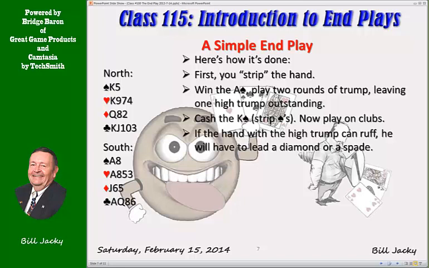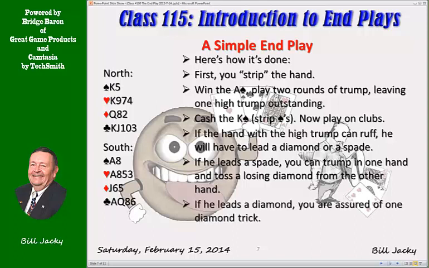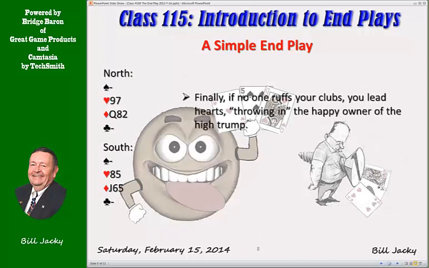Well, let's suppose that we cash all 4 clubs and no side decides to trump. If they get in and lead a spade, they can't hurt you. If they lead a diamond, you've got the trick. And if they go all the way around, no one ruffs your clubs. Here's the situation. Now you lead a heart.